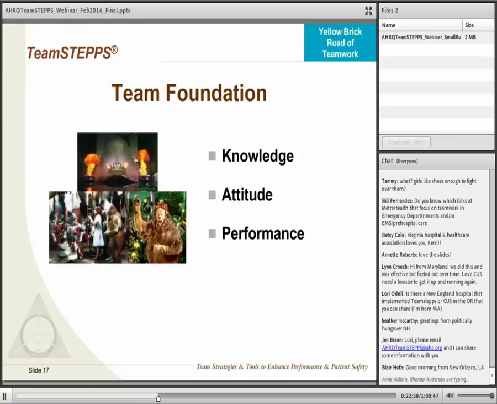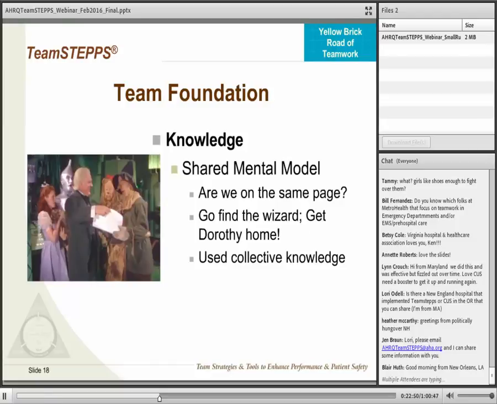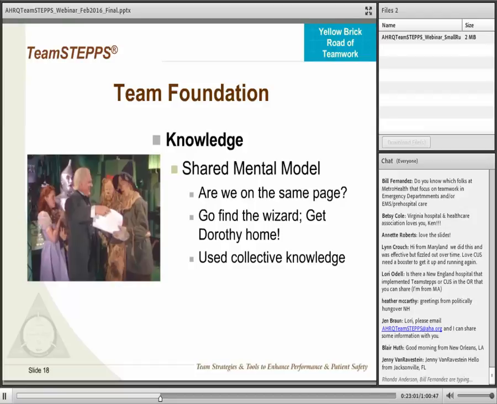So let's go through the foundation. Knowledge, attitude, and performance. Universal in application, the types of teams. If it works for them, it'll work for you. And then here's the brief introduction. We have knowledge, the TeamSTEPPS shared mental model. Are they on the same page? Well, yes, they were. Go find the wizard. Get Dorothy home. Get a heart, get a brain, get courage. And they use their collective knowledge.